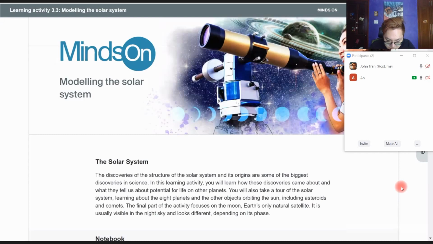The solar system. The discovery of the structure of the solar system and its origin are some of the biggest discoveries in science. In this learning activity, you will learn how these discoveries came about and what they tell us about the potential for life on other planets.